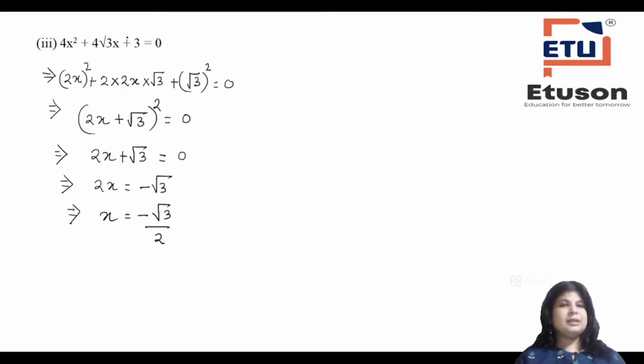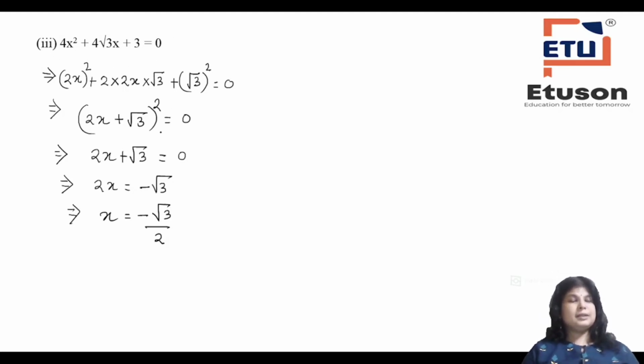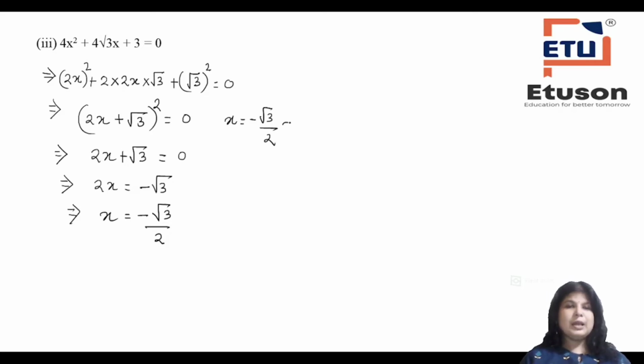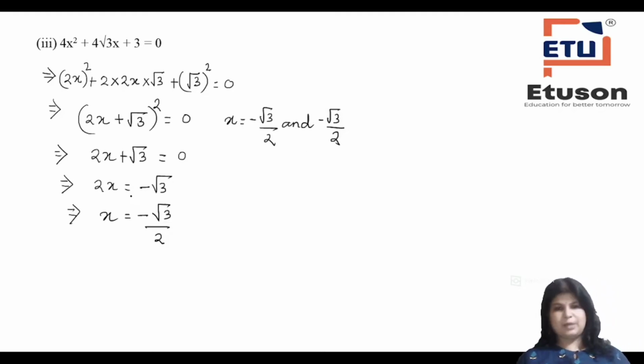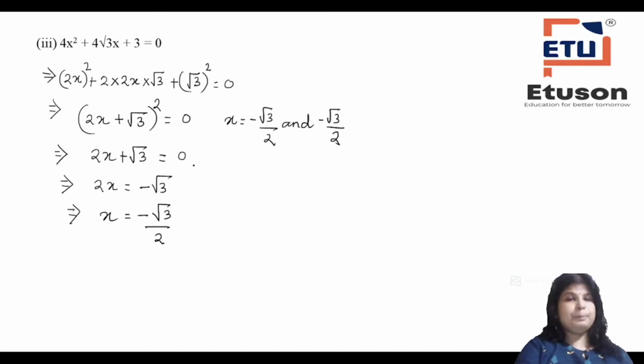Why? Because the complete quadratic equation which is given here is nothing but equal to (2x + √3) whole square. So what are the roots here? Roots are minus √3 by 2 and minus √3 by 2. Why am I writing two? Because it is a square, right? For a square you will have two roots which are equal here because it is a perfect square. Okay, so we have completed our bit 3 now. So now let us go to the next question.